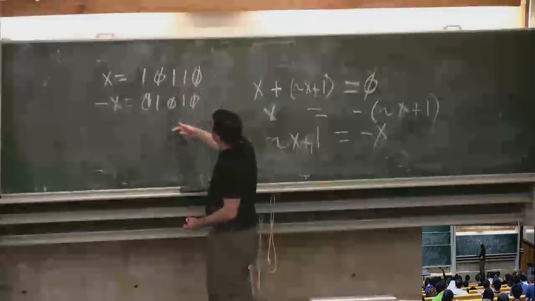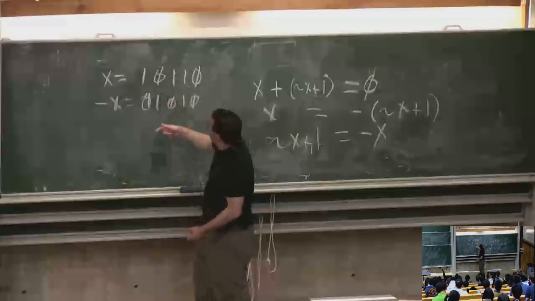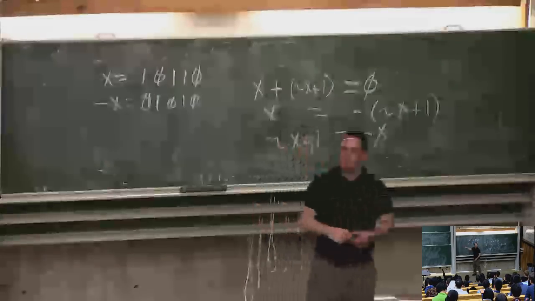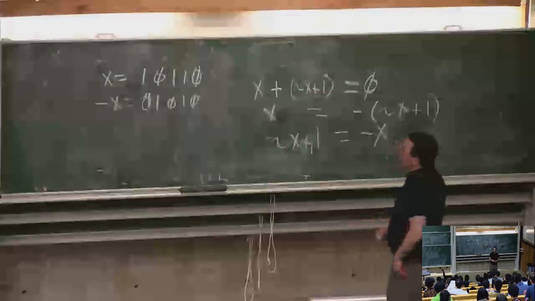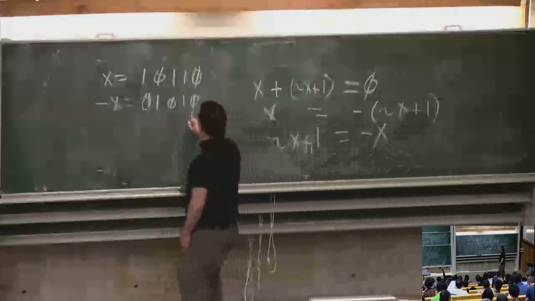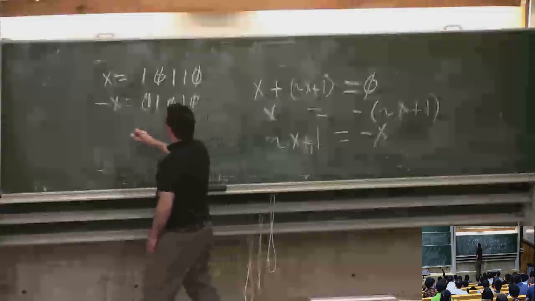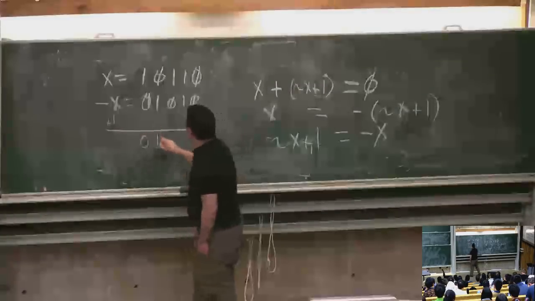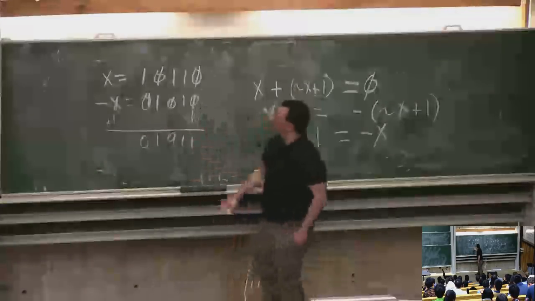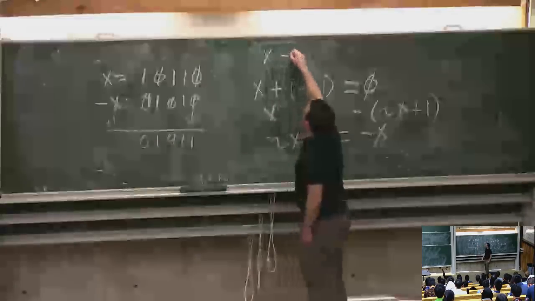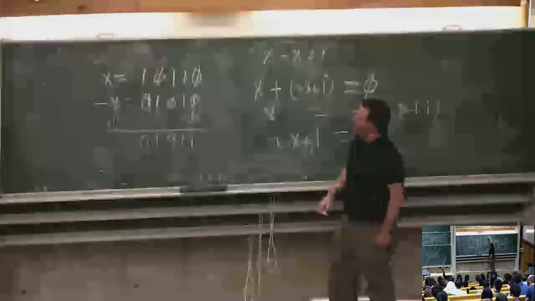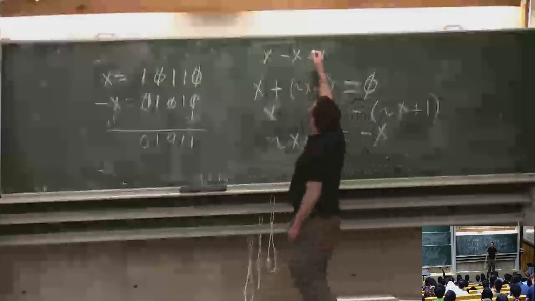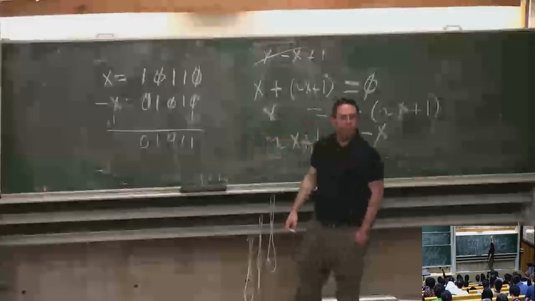0, 0, carry a 1, 0, carry a 1, 0, carry a 1, 0. That 1 drops off the other end. Okay, all zeros. So now if I add 1 to this, okay, 0, 1, 0, 1, 1. And I add x to negative x plus 1. That's basically what I did, right? What should I get? I should get 1.